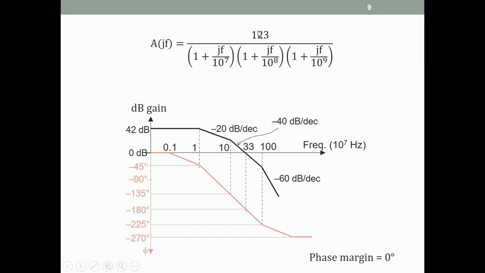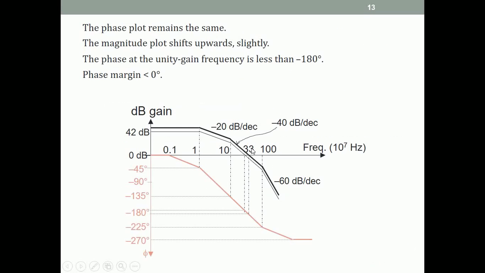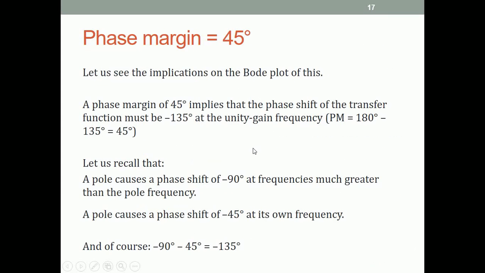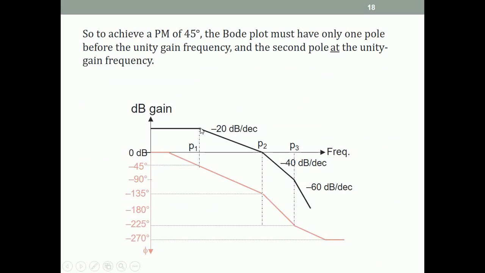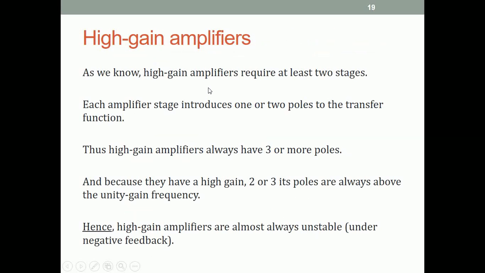And see, this is not even a very high gain. You're talking about 10,000 and 50,000. This gain plot goes up, and the pole frequencies will stay where they are. So there are at least 2, maybe even 3 poles above the unity gain frequency, which will make the amplifier unstable, because all we can afford is 1 pole above the unity gain frequency. Therefore, high gain amplifiers by their own construction are almost always unstable, as they are designed.